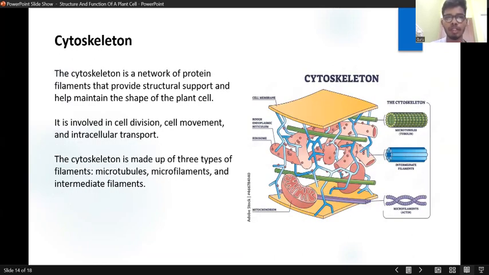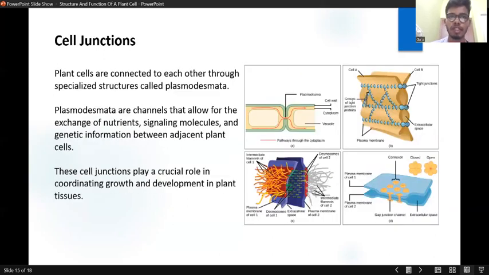Next, we'll move on to the cytoskeleton. The cytoskeleton is a network of protein filaments that provides structural support and helps maintain the shape of the plant cell. It is involved in cell division, cell movement, and intracellular transport. The cytoskeleton is made up of three types of filaments, that is microtubules, microfilaments, and intermediate filaments.